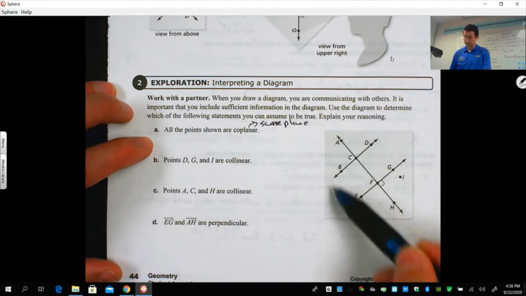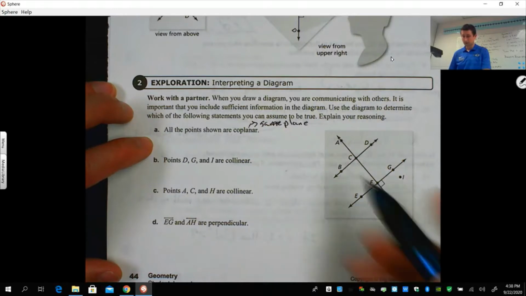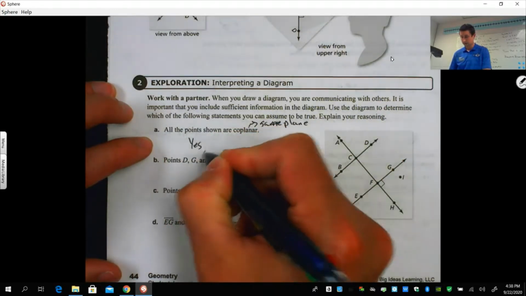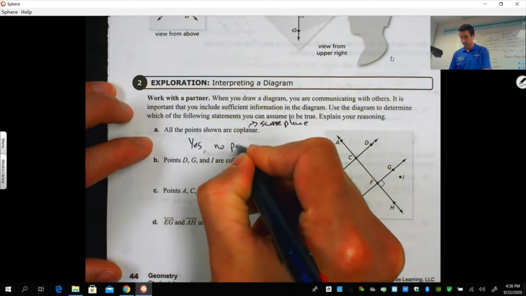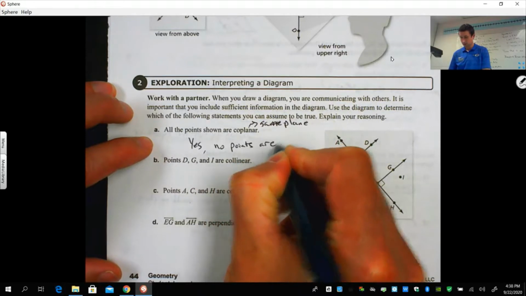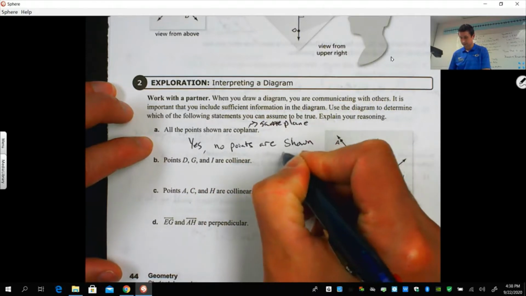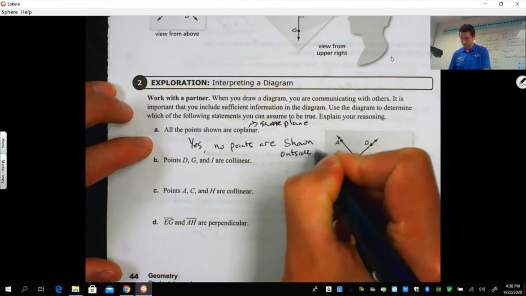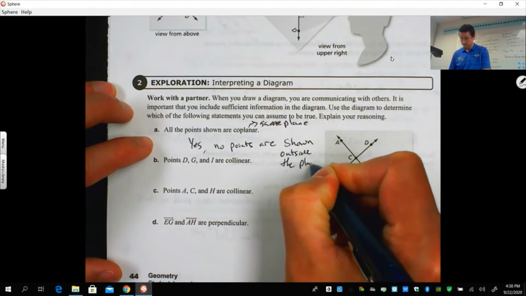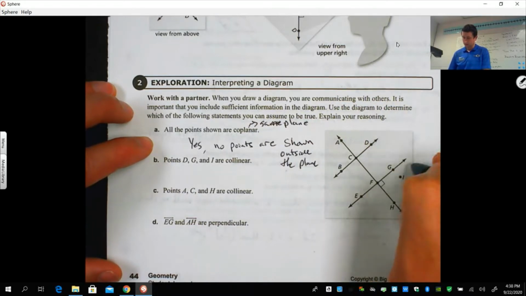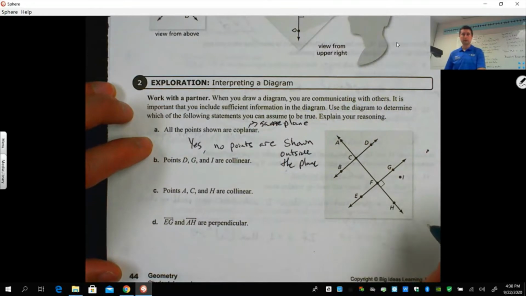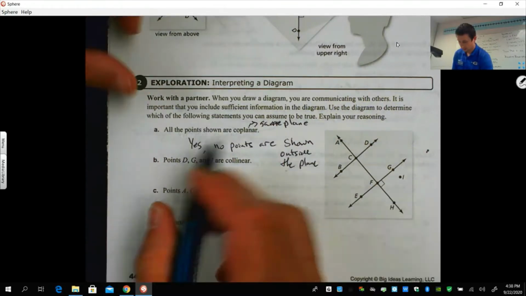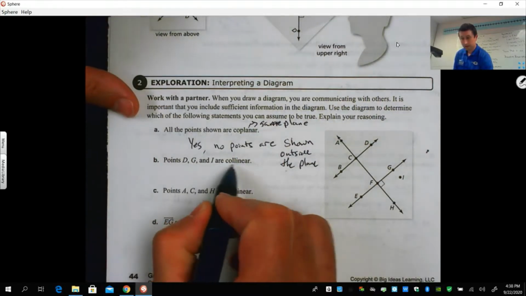So when you look at this, you can assume that to be true. Yes. No points are shown outside the plane. Okay, you'd have to see one like sticking out over here or something like that to assume that we have points outside the plane. Points D, G, and I are collinear.